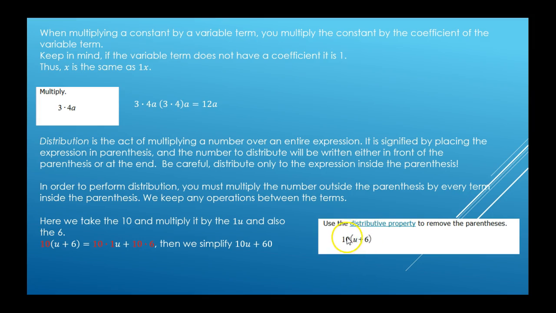So we have to distribute 10 times u. Distribution is multiplication. We multiply the 10 by every term inside the parentheses. 10 times u, or 1u, is 10u. 10 times 6 is 60, so we end up with 10u plus 60.